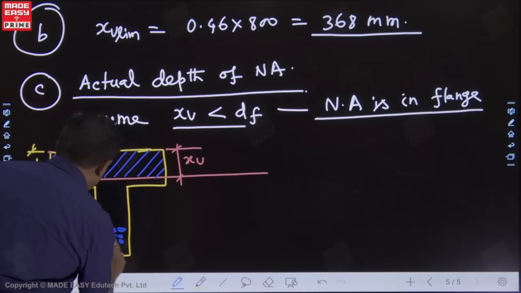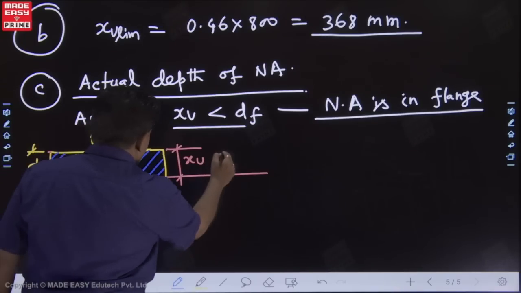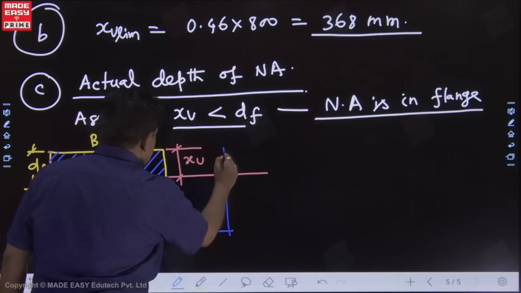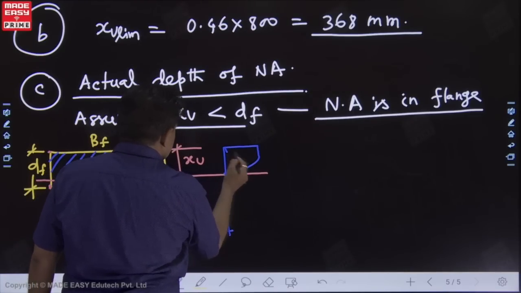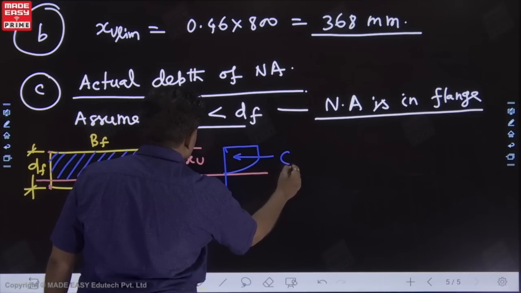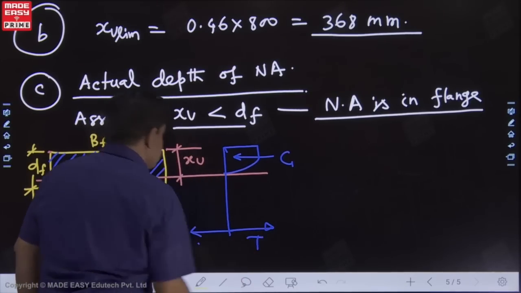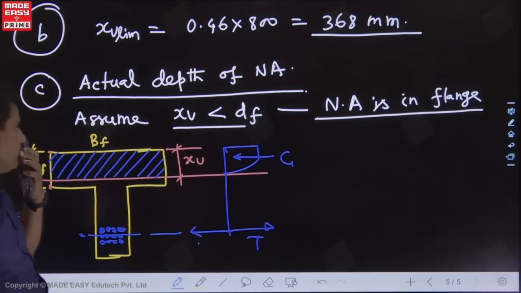Total area of steel is whatever. So what will be the stress diagram and what will be the force rate? It's very simple. It is just like a rectangular beam. Here it will be partly rectangular and partly parabolic. Here it will be directly a tension force T. You understand all the values here.